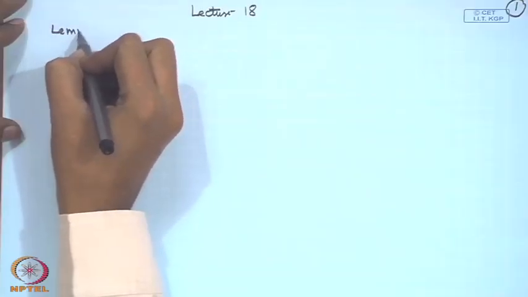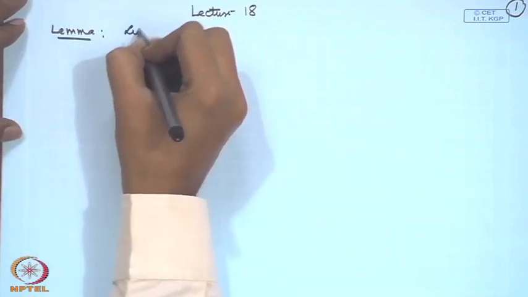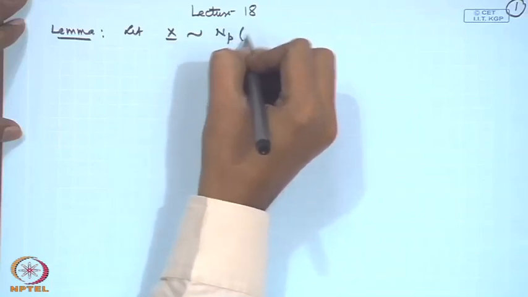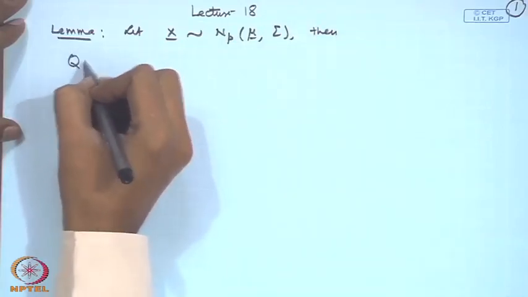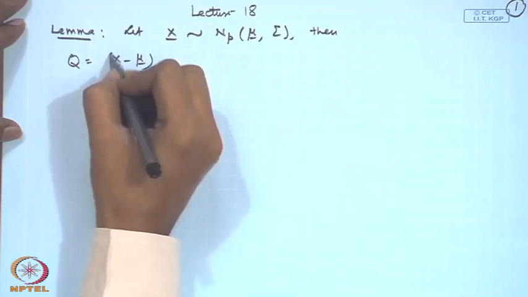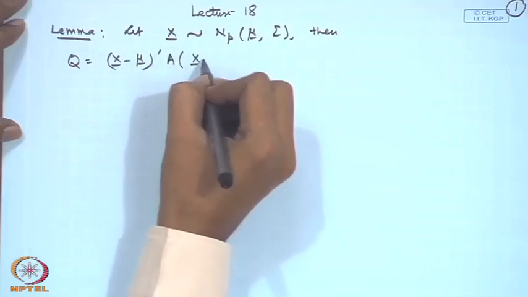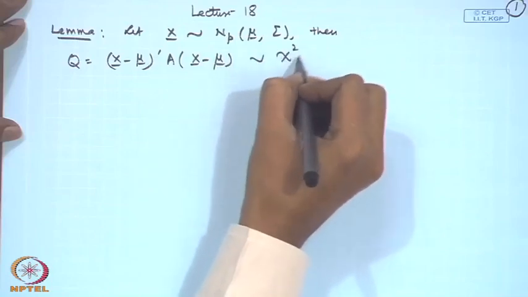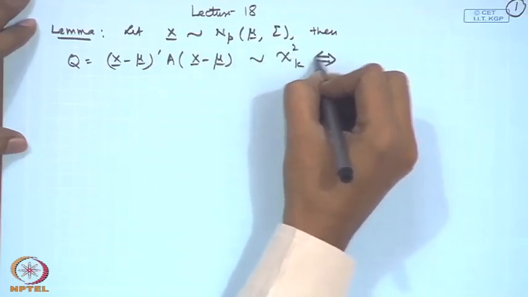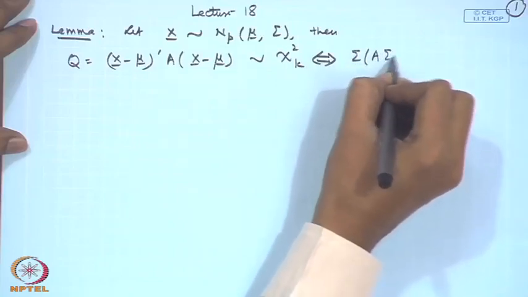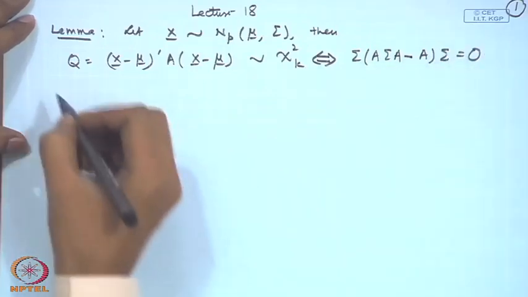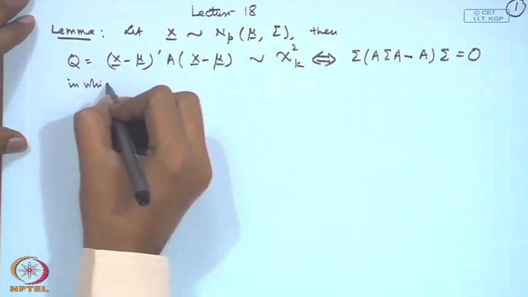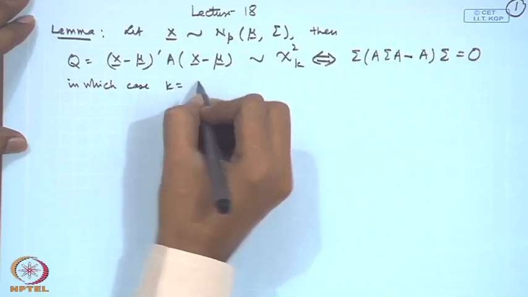Now let us consider further results on this. The next result is that if x has an N_p(mu, sigma) distribution, then let us consider Q, that is equal to (x minus mu) transpose A (x minus mu). Then that follows chi square k if and only if sigma A minus A sigma is null. And in this case, you will have k is equal to trace of A sigma.